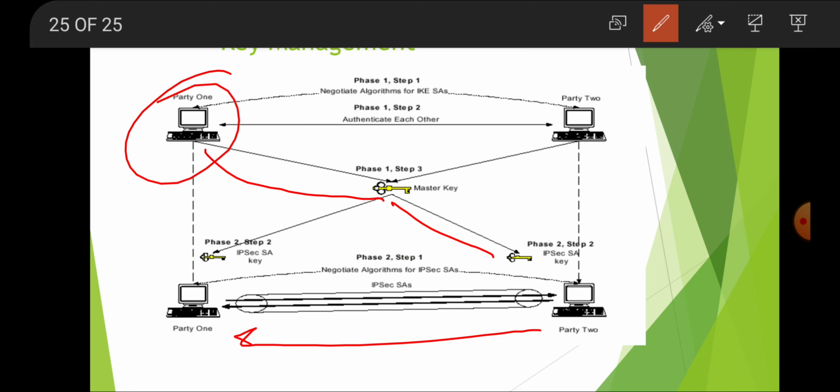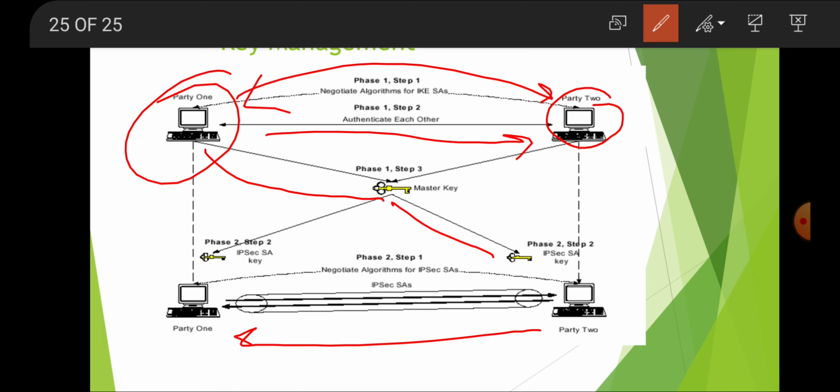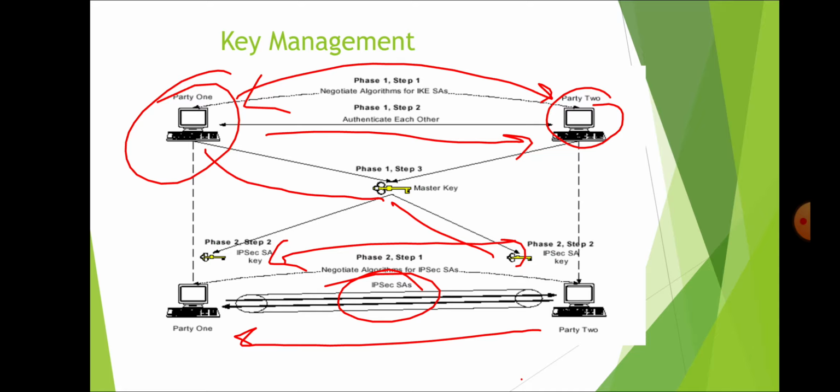Similarly, you can see here they authenticate each other, meaning the person sending the data is the authenticated person. Again it negotiates the algorithms of IKE in phase 1, step 1. Similarly in phase 2, they also negotiate the algorithms and IPsec, and after negotiating and checking the algorithms and authentication, the actual communication will happen.